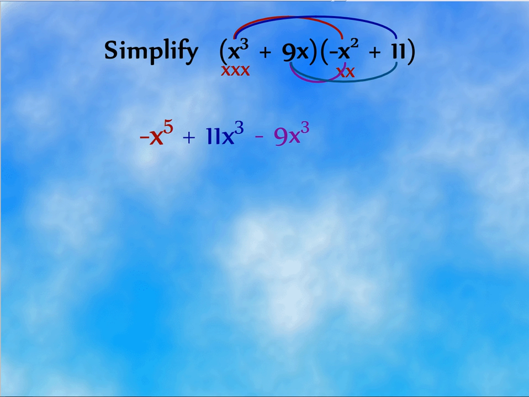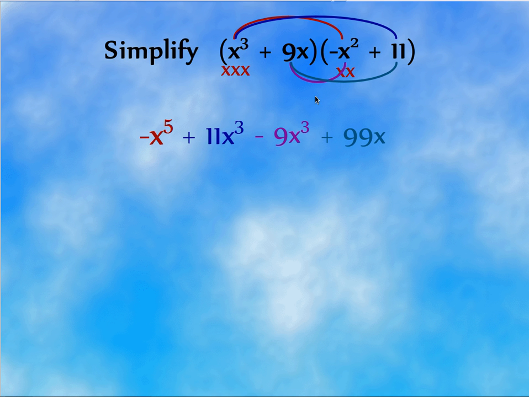And finally, 9x gets distributed to the 11. 9 times 11 is 99, and there's only one x involved between the two terms. One thing that might help you out here is that remember that coefficients get multiplied, and if you pay really close attention, your exponents are being added. So coefficients get multiplied, exponents get added when we're multiplying terms together.